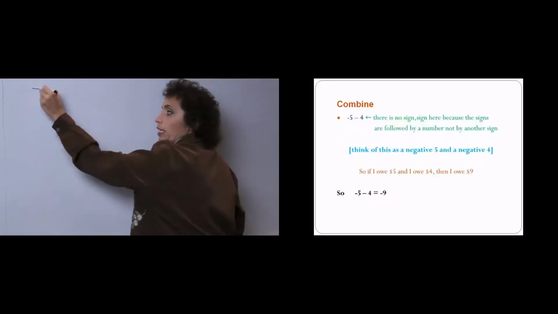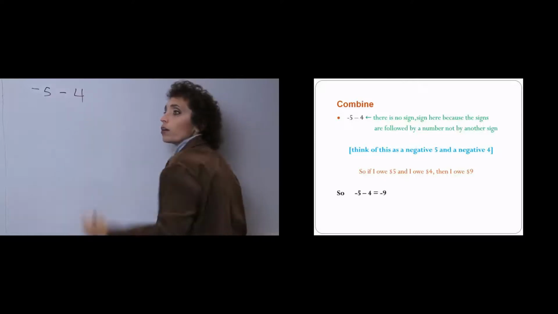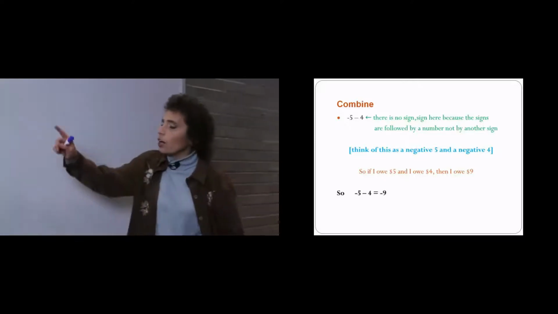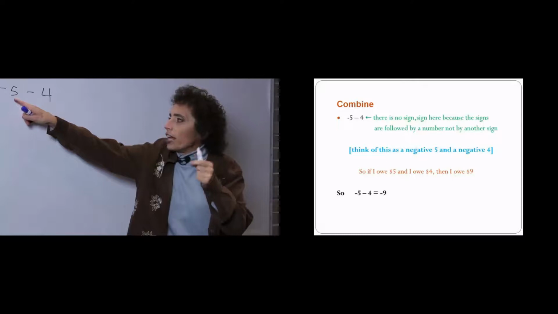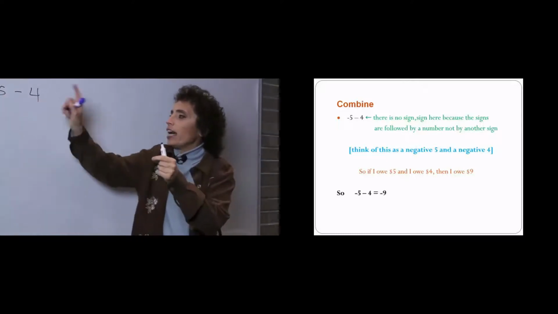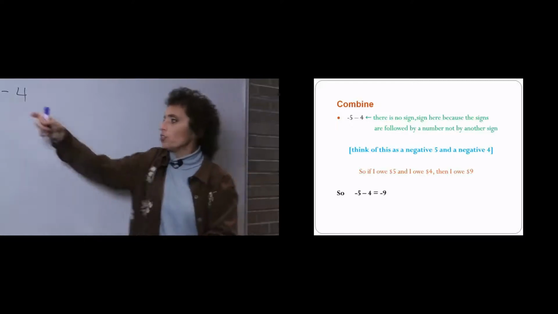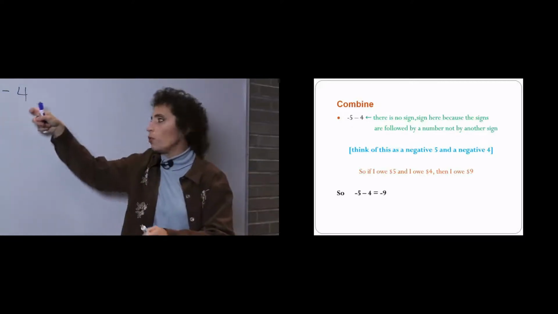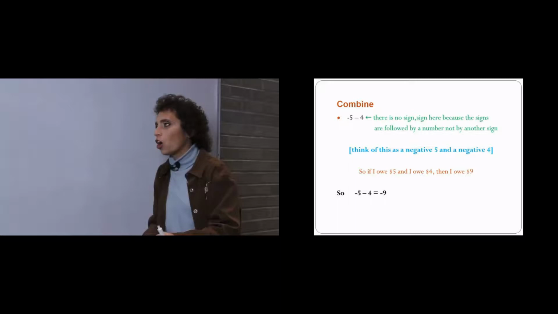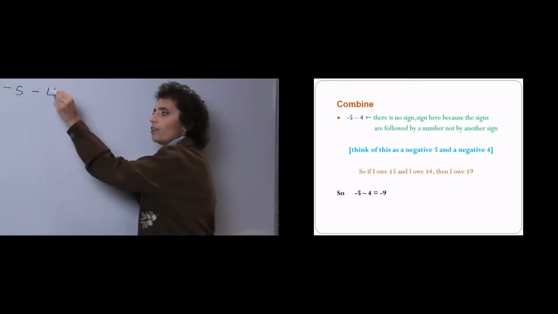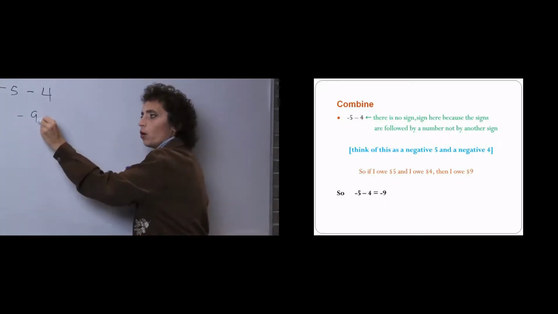All right, let's look at negative 5 minus 4. I'm going to show you how to think of this. Don't think of this as negative 5 minus 4. Think of this as I have a negative 5 and I have a negative 4. So think again to money. This is I owe you 5 and I owe you 4. So again, we're always going to take the sign with the number. I owe 5, I owe 4, so I owe 9.